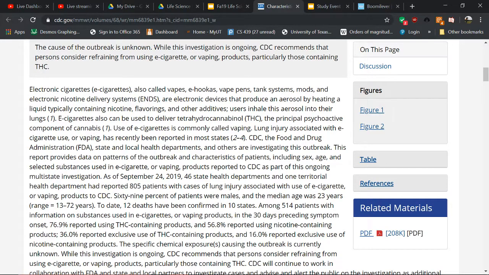But as of September 24, 2019, 46 state health departments and 1 territorial health department had reported 805 patients with cases of lung injury, blah, blah, blah. So that is 46 state health departments out of 50. So why did some states not report? What could be potential biases that result in a report because of those 4 states that didn't report and the rest of the U.S. territories?